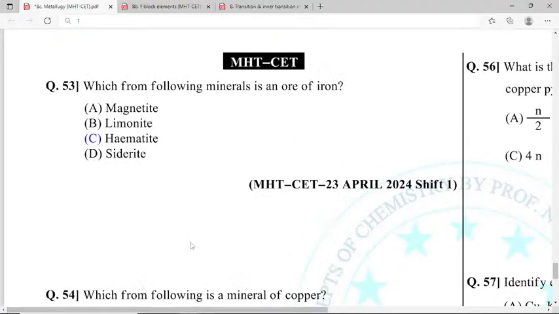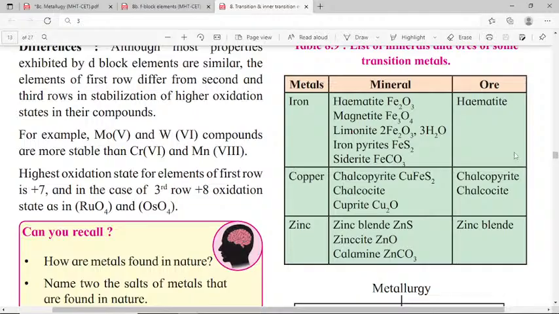Which from following mineral is an ore of iron? The hematite. Hematite is the ore of iron. Here written as hematite. Hematite, Fe2O3.